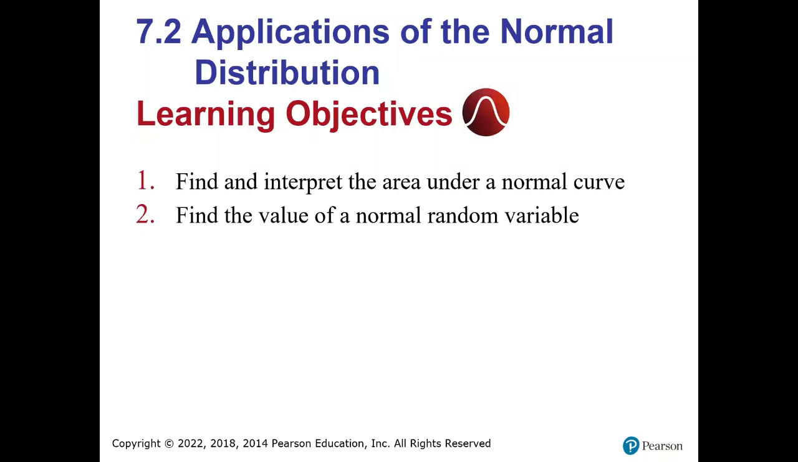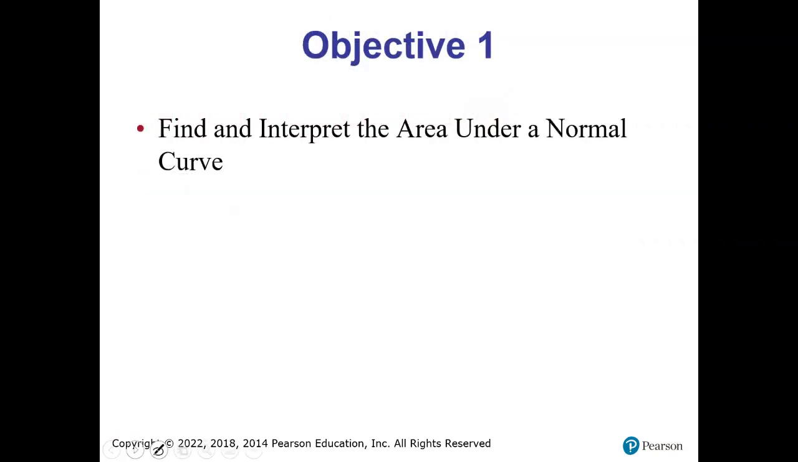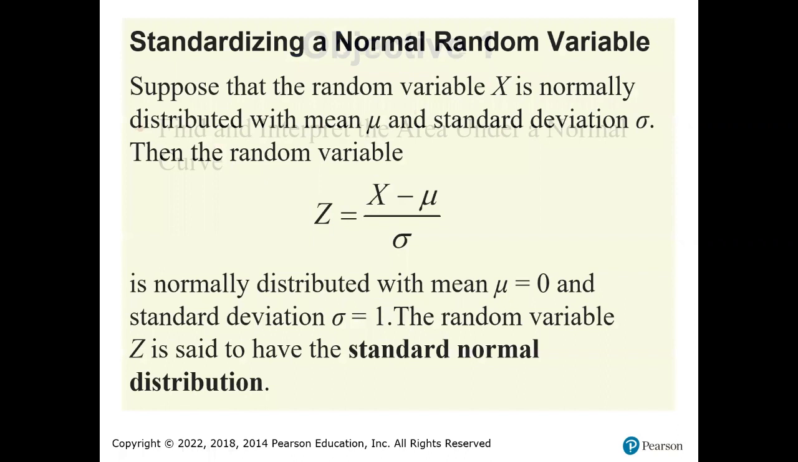We are going to keep working in chapter 7 here, working with the normal curve. In this section, we are going to interpret the area under the curve and, working backwards, find the value that gives you a certain area. First, we are going to work with the standard normal curve.